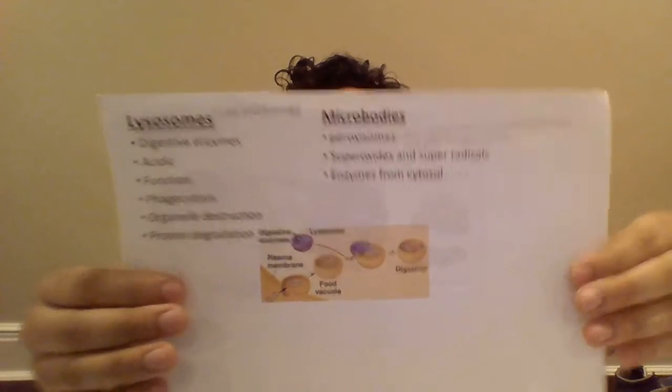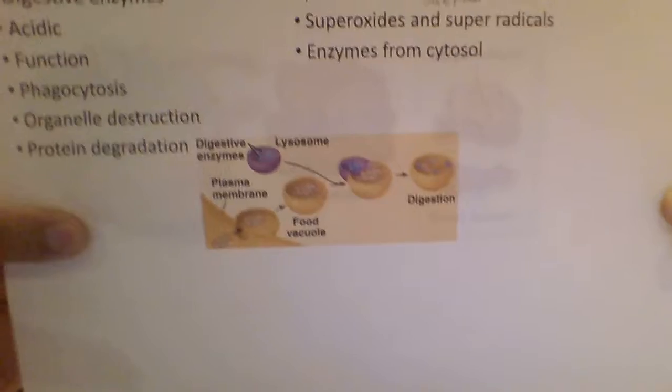And you can kind of see that here. They're literally just eating up what needs to be eaten up. For lysosomes, they also play a part in organelle destruction and protein degradation. And if I'm not mistaken, I believe that when a cell goes bad or is compromised, the lysosome will actually eat the cell from the inside out to get rid of the cell.